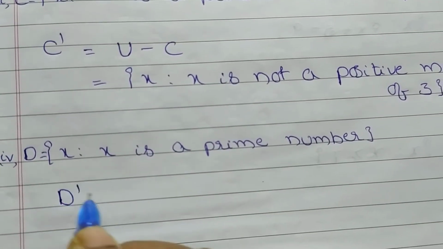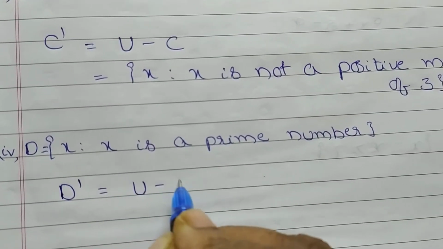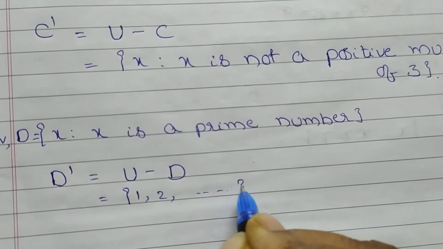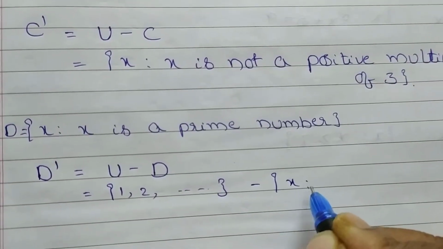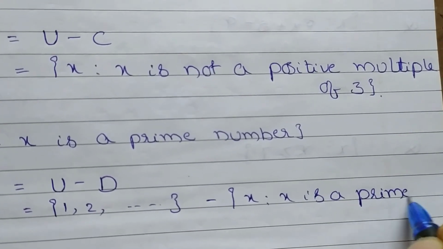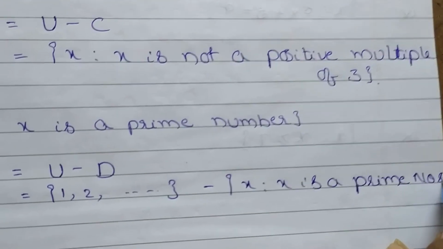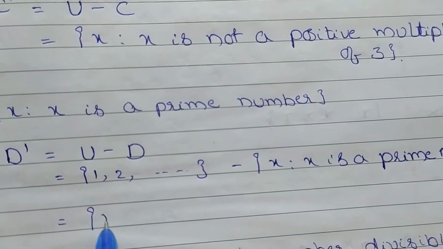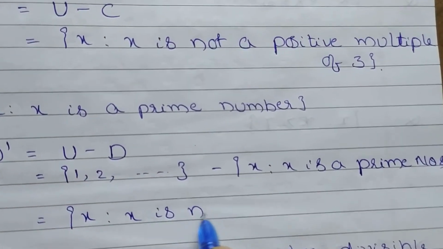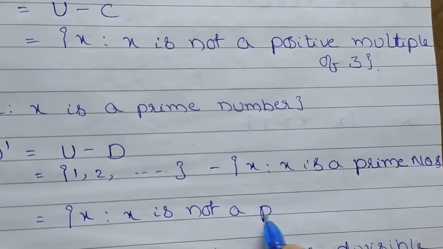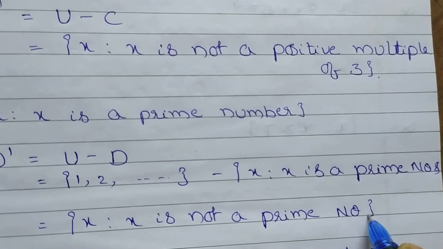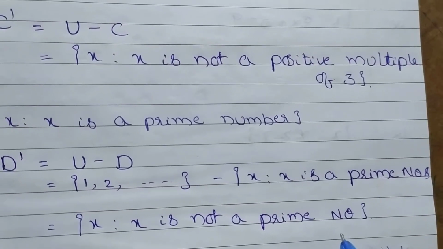So how will you get it? D complement equals universal set minus D, that is the set of natural numbers. So you have to substitute like this, x such that x is a prime number. If I remove all the prime numbers from the whole natural numbers, I am going to get the set x such that x is not a prime number. Whichever are not prime, all will come under this.